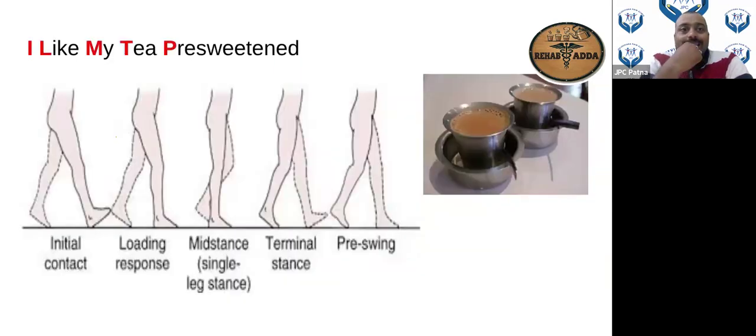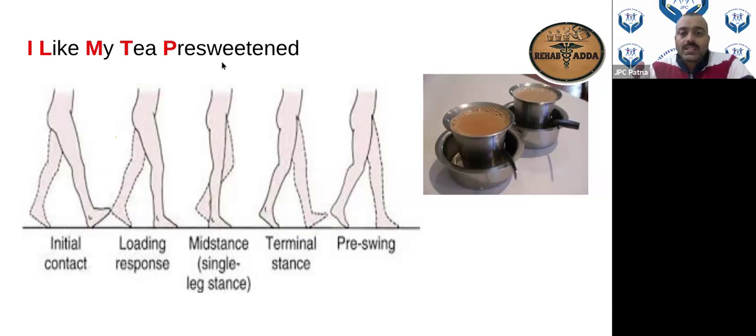So I like my tea pre-sweetened. You all must remember this. Always remember, I like my tea pre-sweetened. I: initial contact, like: loading response, my: mid stance, T: terminal stance, pre-sweetened: pre-swing. Pre-swing is there, up to this.